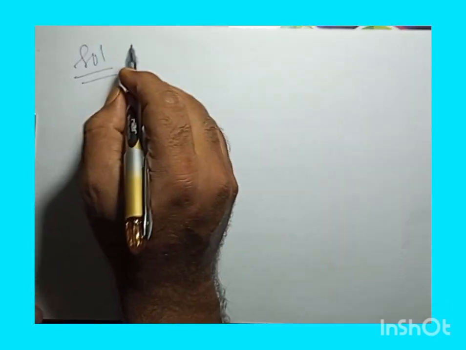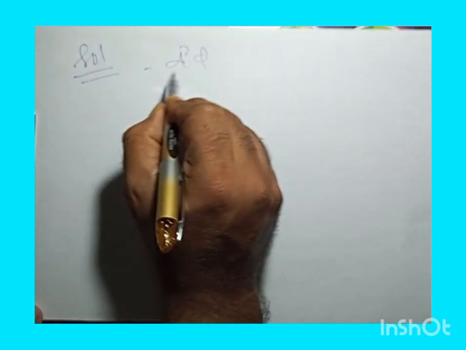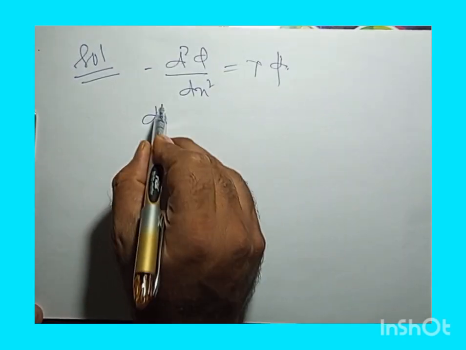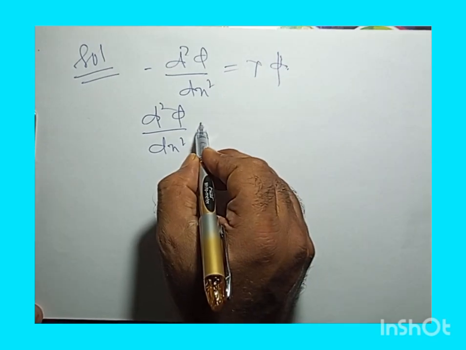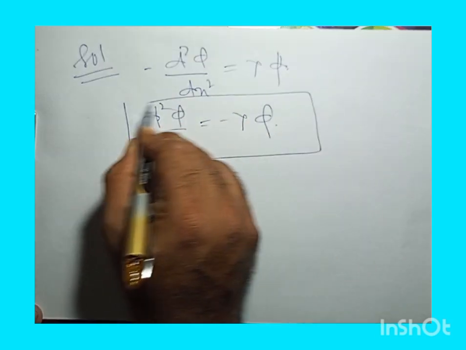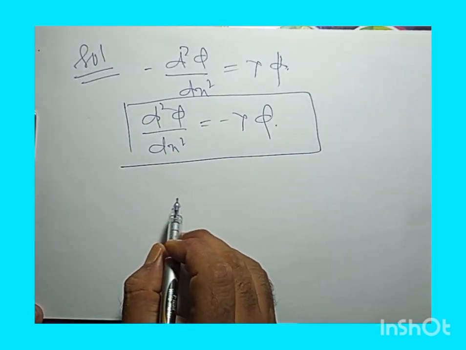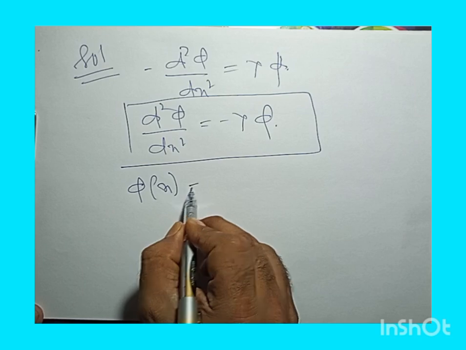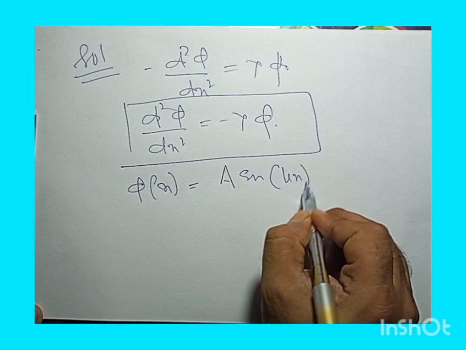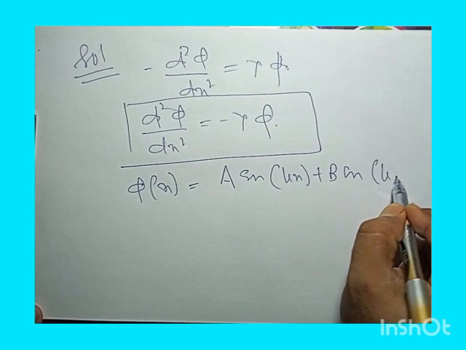So what should we do? We should write down this differential equation. Let us solve this problem. We have minus d2 phi by dx2 equals lambda phi, so we can write d2 phi by dx2 is minus lambda phi. Now let us assume the solution of this differential equation of the form phi of x equals a sine of kx plus b cos of kx.